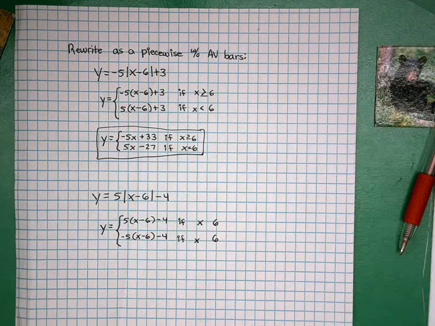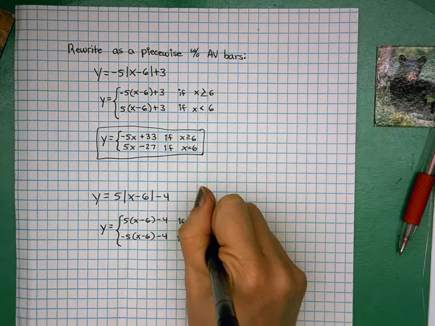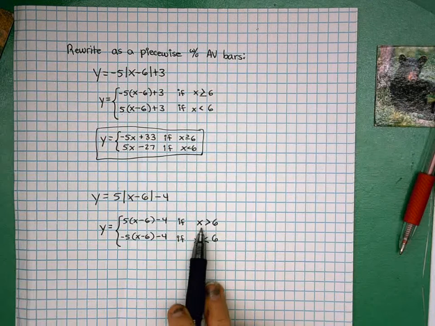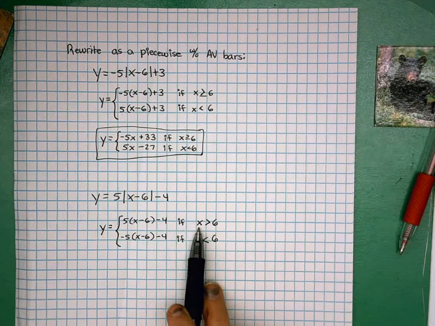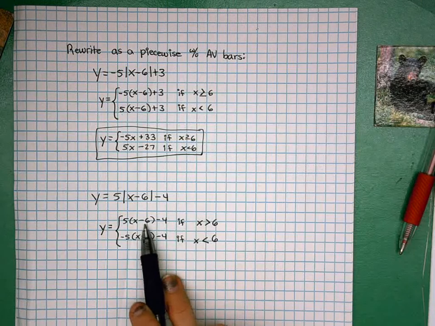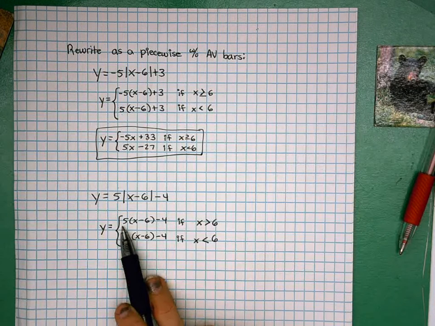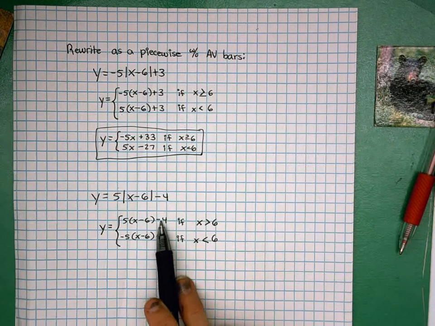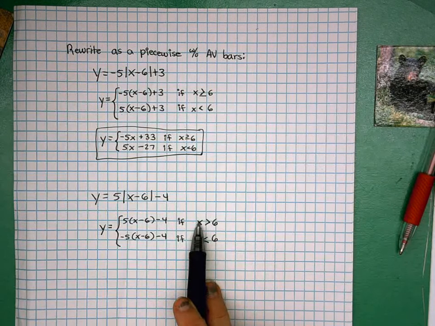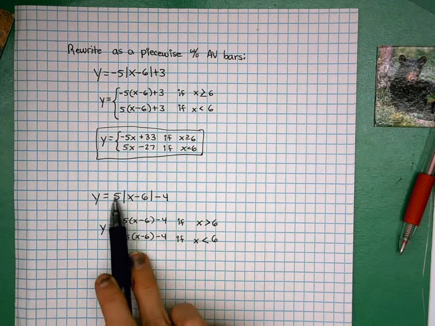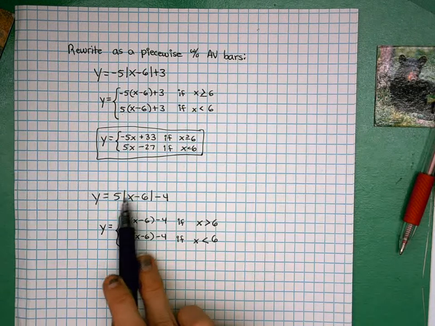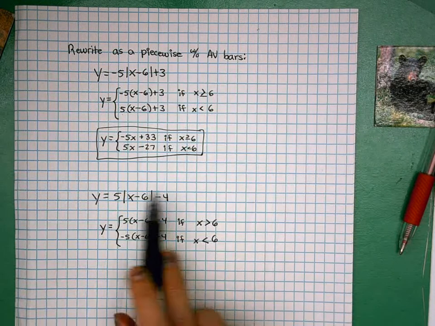If I made this one greater than and this one less than, if I take a number greater than 6, say 7, and I plug it in, we get 7 minus 6, which is 1, times 5 is 5, minus 4 is 1. So the question is, do I get 1 still when I plug that 7 into my original equation? 7 minus 6 is 1, absolute value is 1, times 5 is 5, minus 4 is 1. They do match.